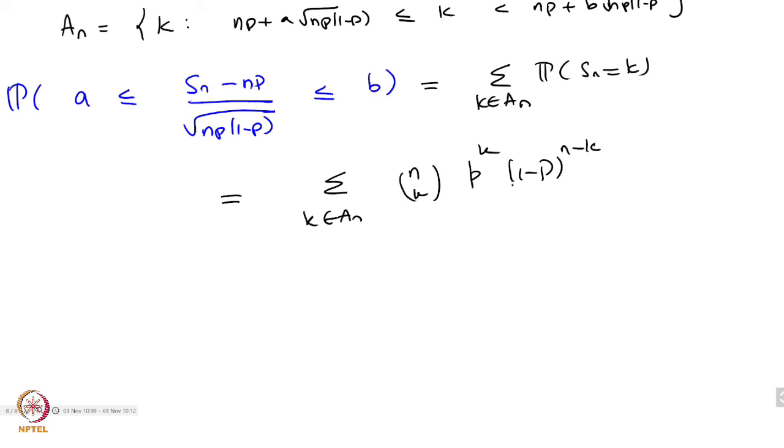Now is where the key is. This is where the jump is. I'll write the jump in the proper way. So you use Stirling's formula.